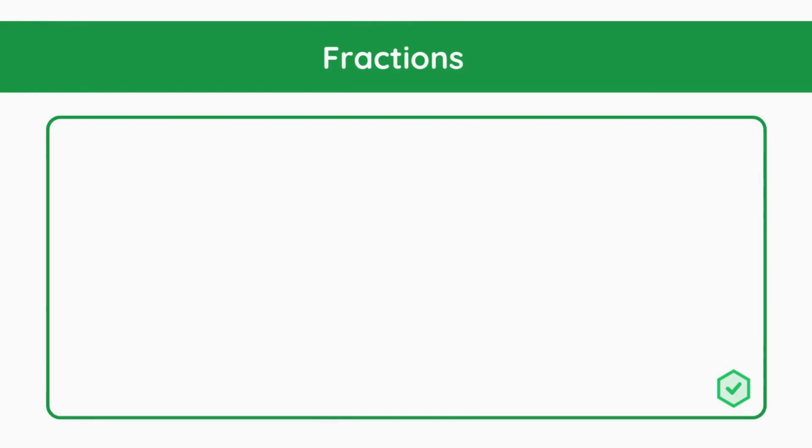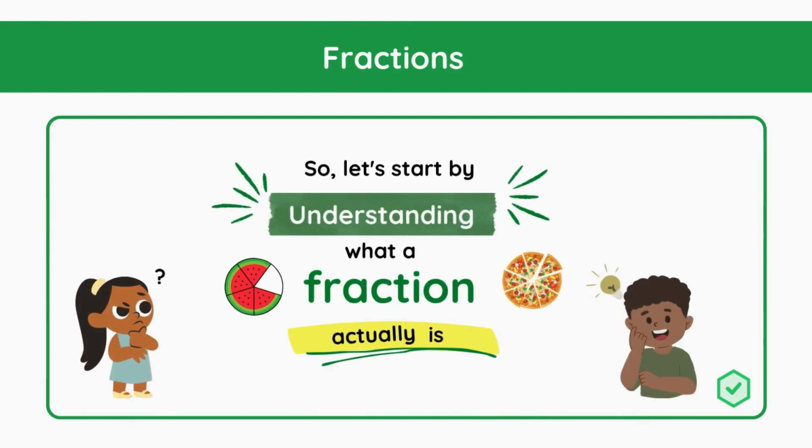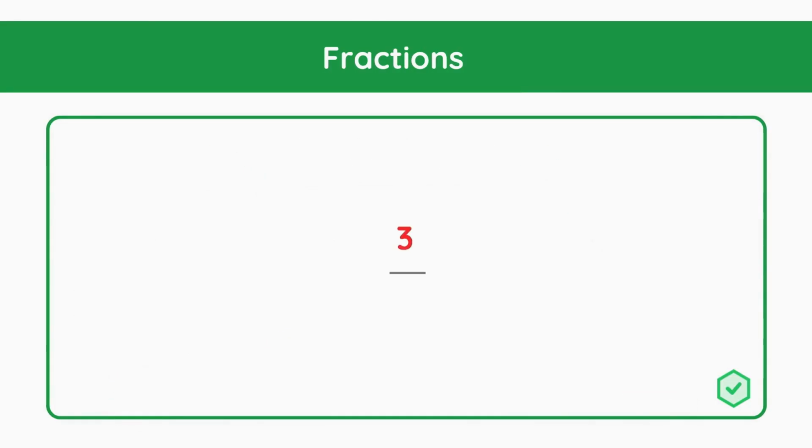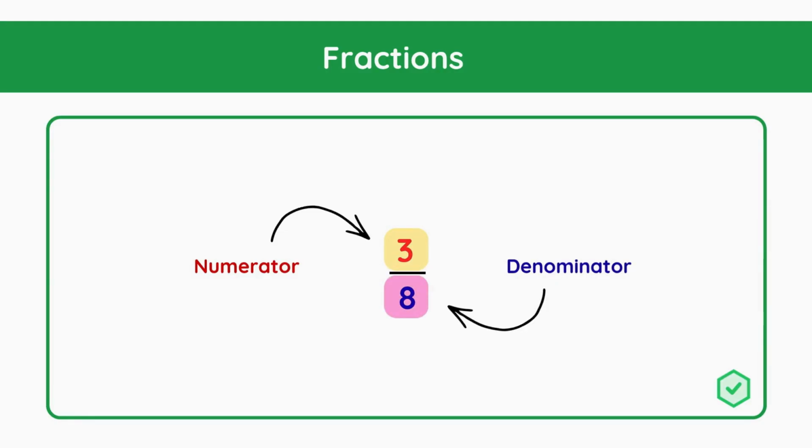Now let's get started. So let's start by understanding what a fraction actually is. Every fraction is made up of 2 parts, a numerator and a denominator. The numerator is the number on top and it tells you how many parts you've taken. The denominator is the number on the bottom and it tells you the total number of parts altogether.